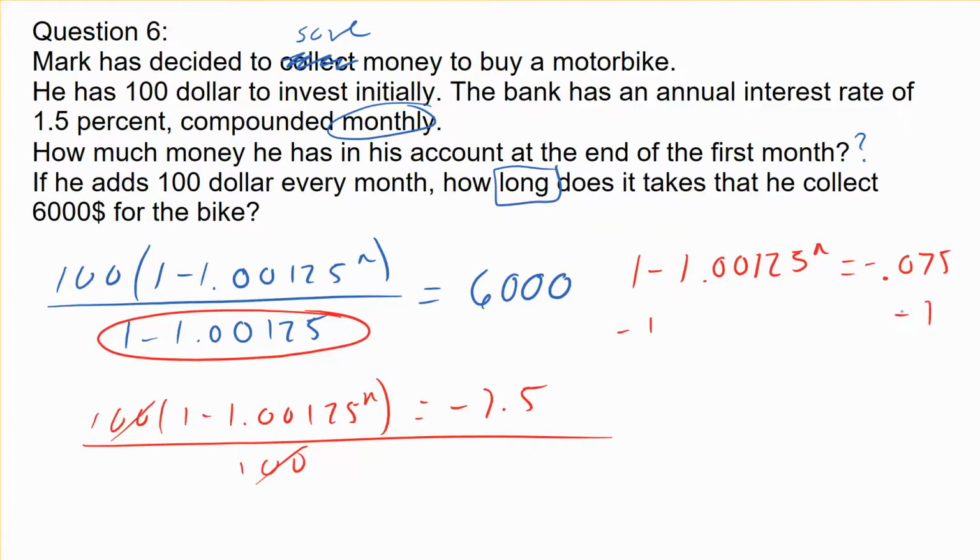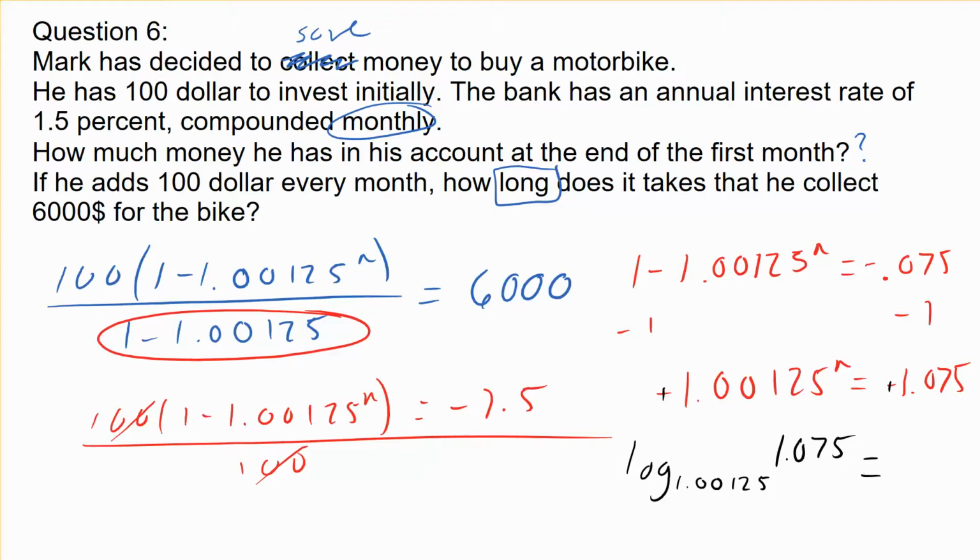Subtract the 1. Negative 1.00125 to the n equals negative 1.075. Multiply by the negative, so make them all positive, and then take our log. Log base 1.00125 of 1.075 equals like 57.9 something. 58 what? Months would be important. Years would be a bummer.